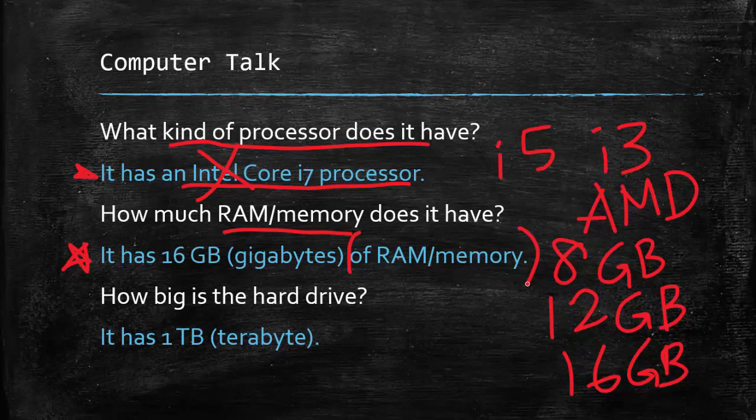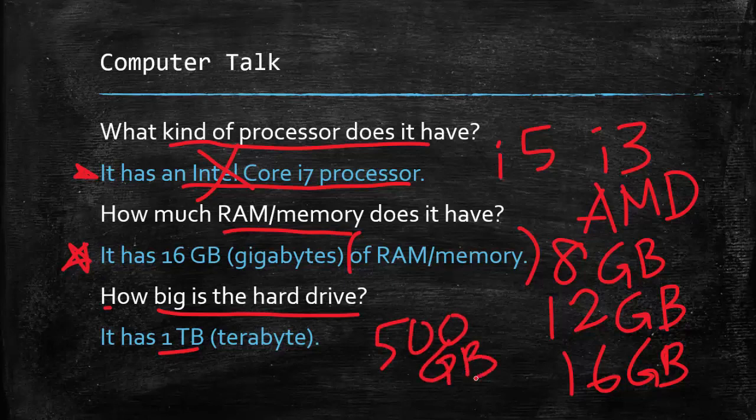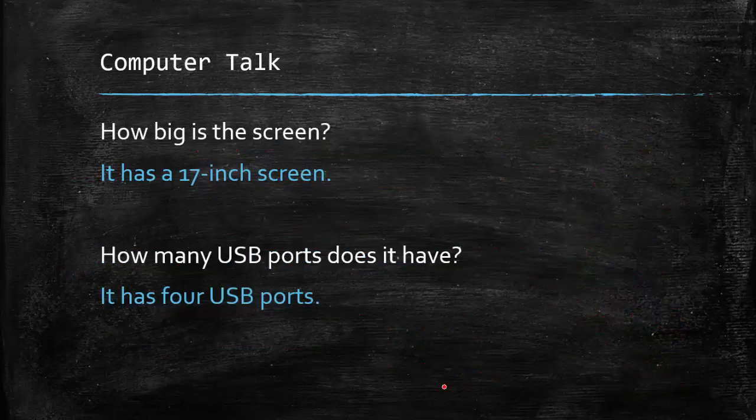Another common question that people ask is, how big is the hard drive? These days, I see a lot of hard drives that come with at least 1 terabyte. So you can say it has 1 terabyte. Some computers have half of that, so they have 500 gigabytes of hard disk space.